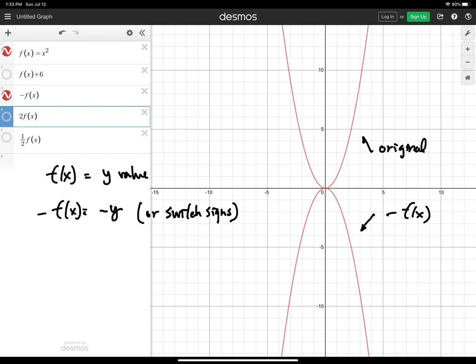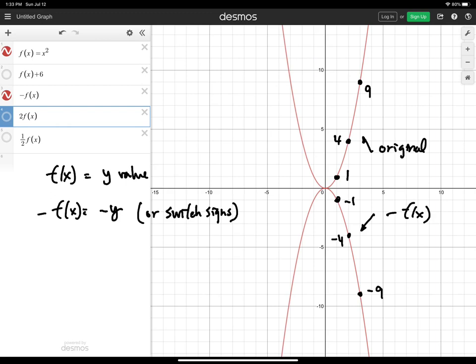And when you switch signs, what ends up happening is this is a reflection over the x-axis. And notice, that's 1, that's negative 1. That's 4, that's negative 4. And if you look here, this is 9, and down here you have a negative 9. So essentially what you're doing is putting a negative in front of it. That's a reflection over the x-axis. You switch signs on all the y values of the graph.